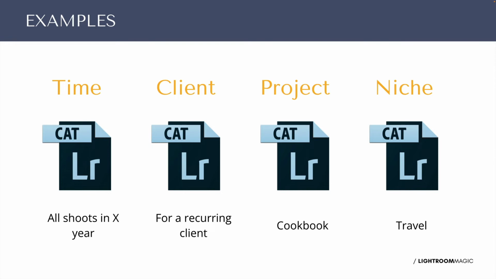Perhaps you've been asked to shoot for a cookbook. Now that is a great opportunity to set up a project-based catalog. It makes it so much easier to go ahead and just locate when you're talking between the author and the publisher, and you're just locating those files. The last one is you can set up by niche. So maybe you shoot product, you shoot food, you shoot people. You could set up catalogs based on niche.